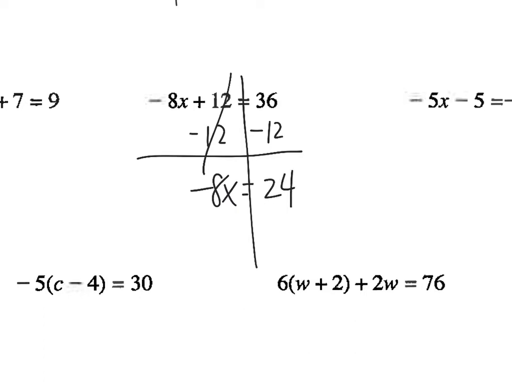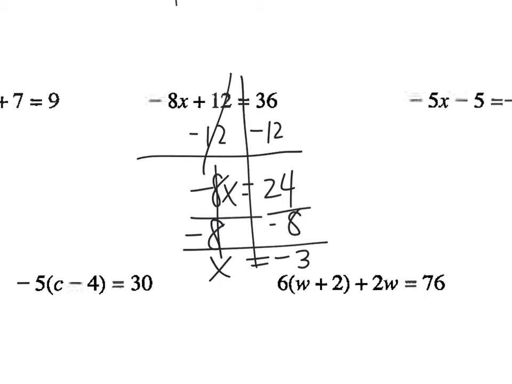Now we have to get rid of the negative 8 in front of the x. And we get rid of multiplication by negative 8 with division by negative 8. So we'll divide by negative 8 on both sides. Those cancel, and x equals 24 divided by negative 8, which is negative 3.